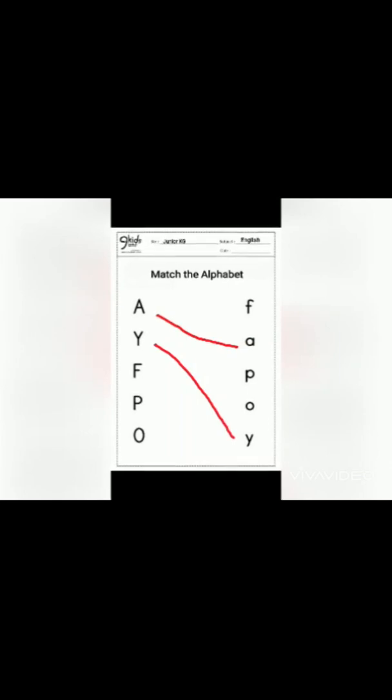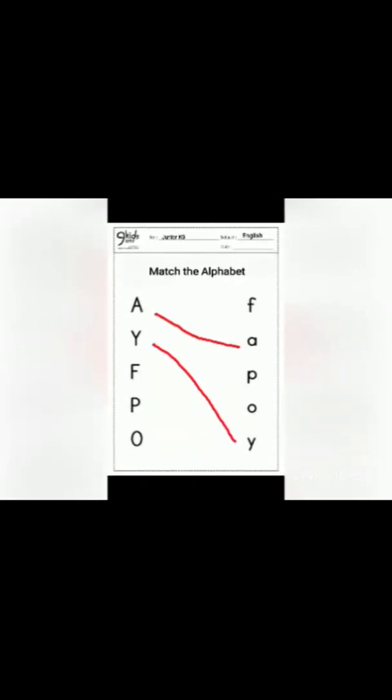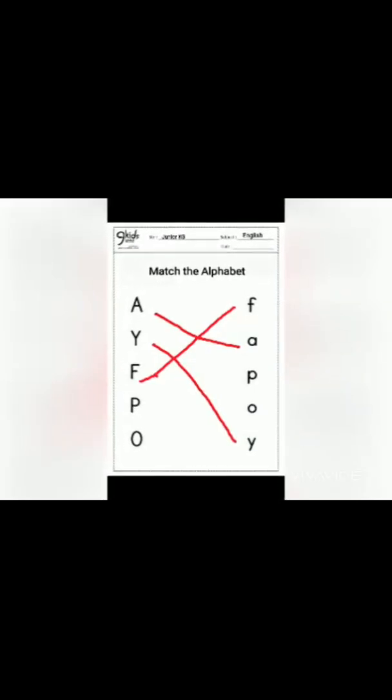Our first alphabet is capital A. Now find small a and match it. Next one is capital Y. Find small y and match it. Next one is capital F. Find small f and match it.